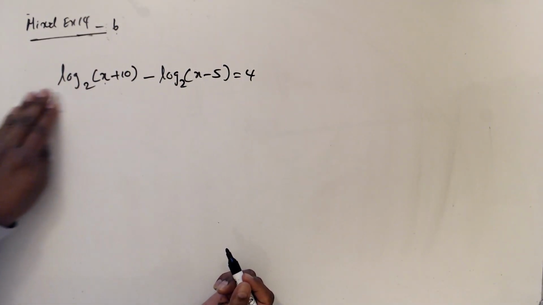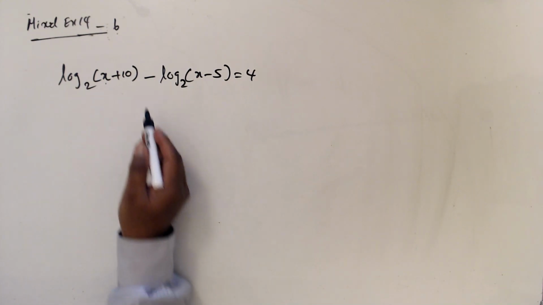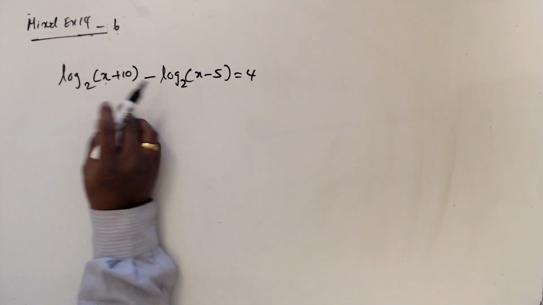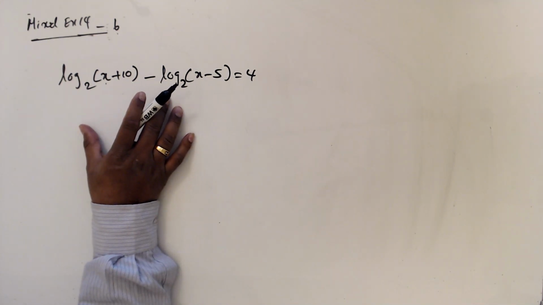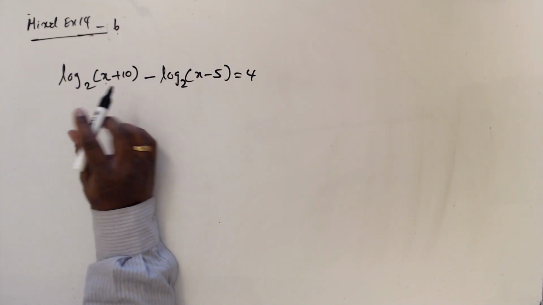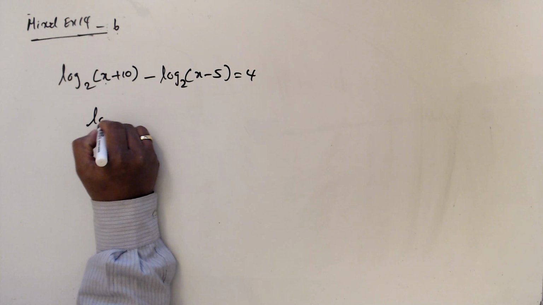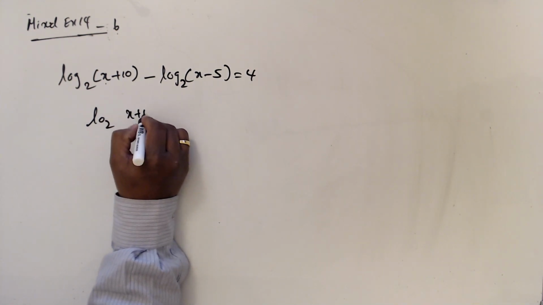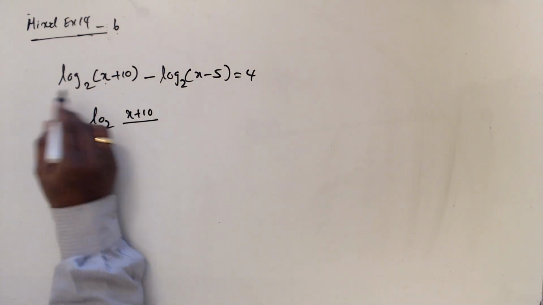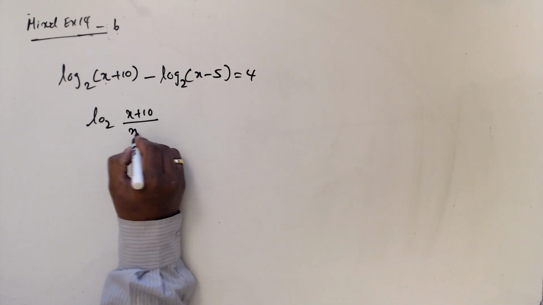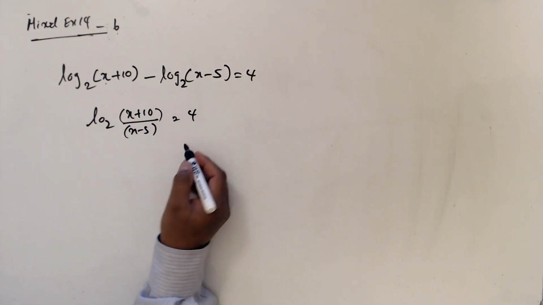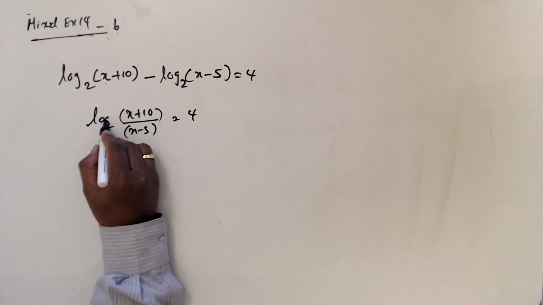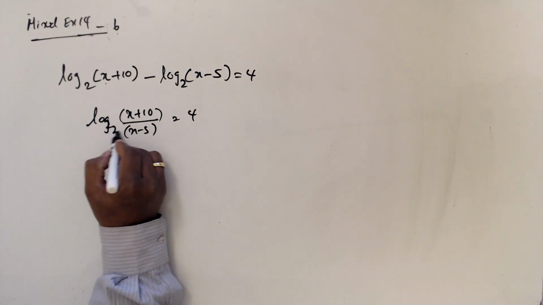When we have this one, we can see that this is negative. If it is negative, then I can write this one as a division. Positive one goes up, the negative one goes down. Equal 4. Now log base 2.